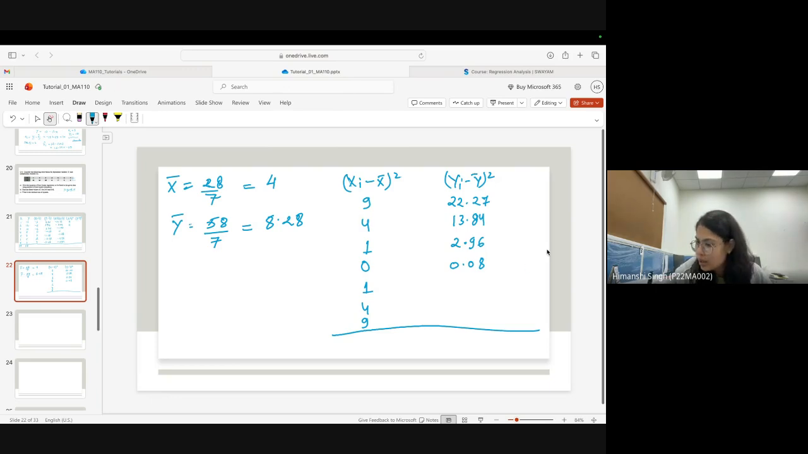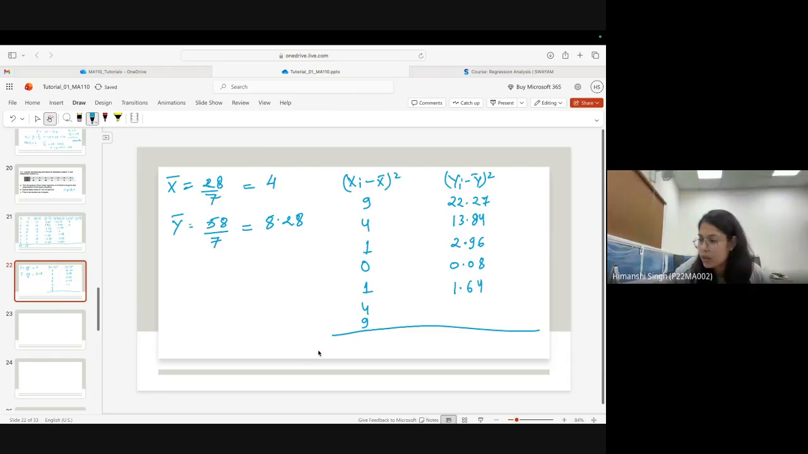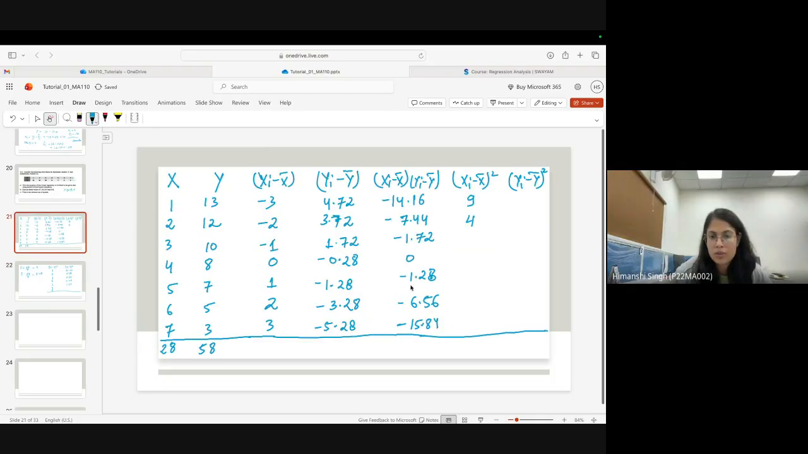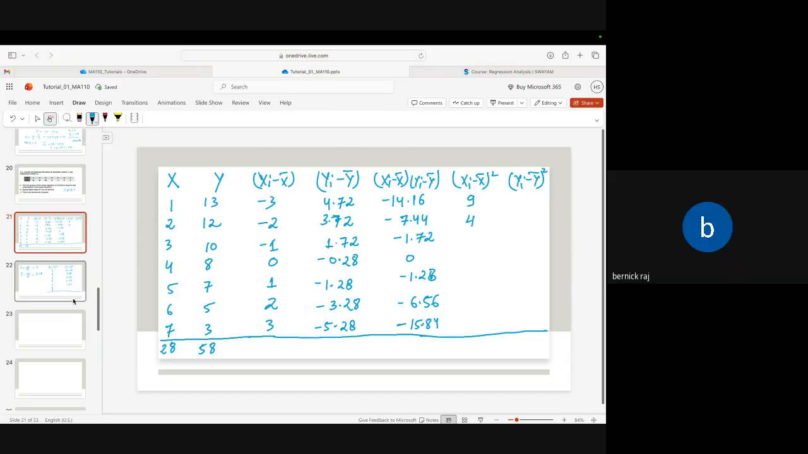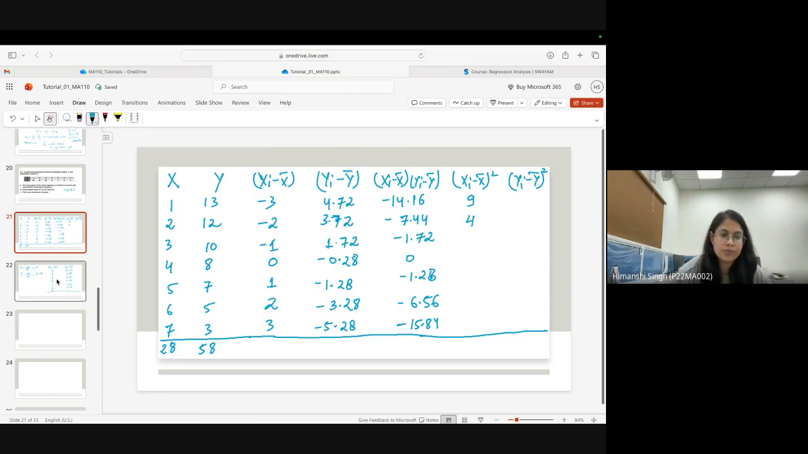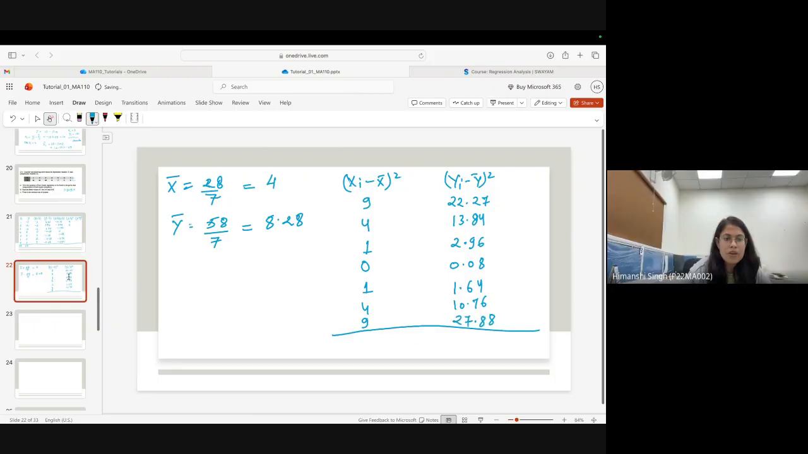Fine. And next one is 1.28 whole square, 1.64. And next one is 3.28 whole square, 10.76. And the next one is 5.28 whole square, 27.88. Okay. Now we have to find the sum.